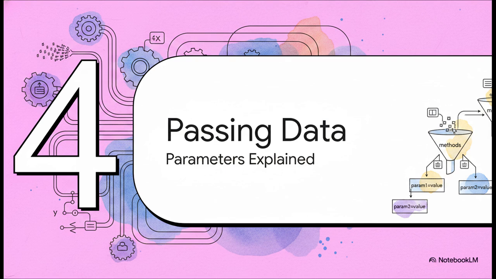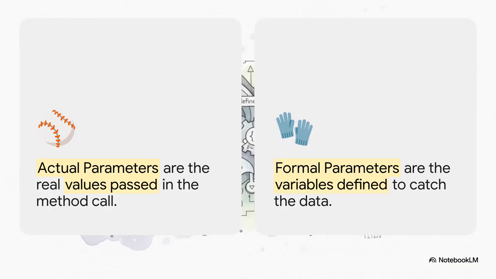Which brings us to section 4, passing data, or parameters explained. Now, the crucial part is feeding raw materials into our methods.